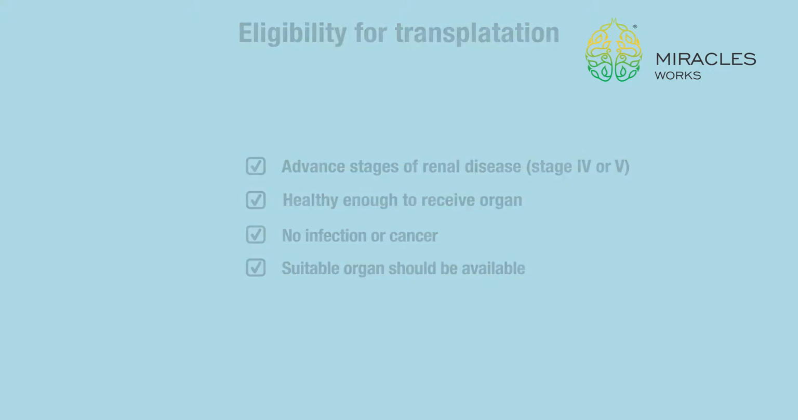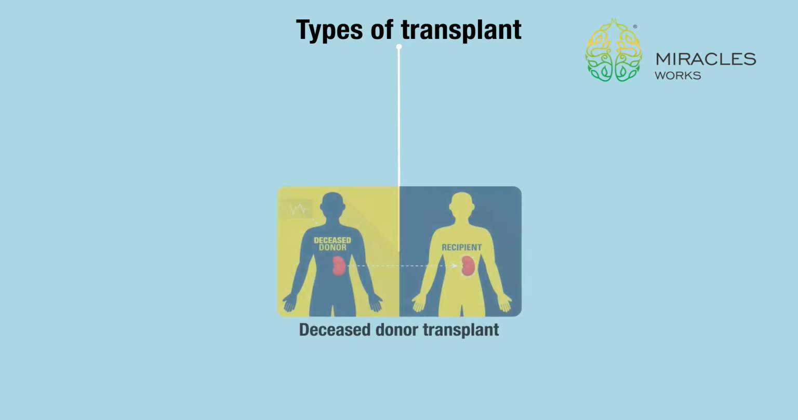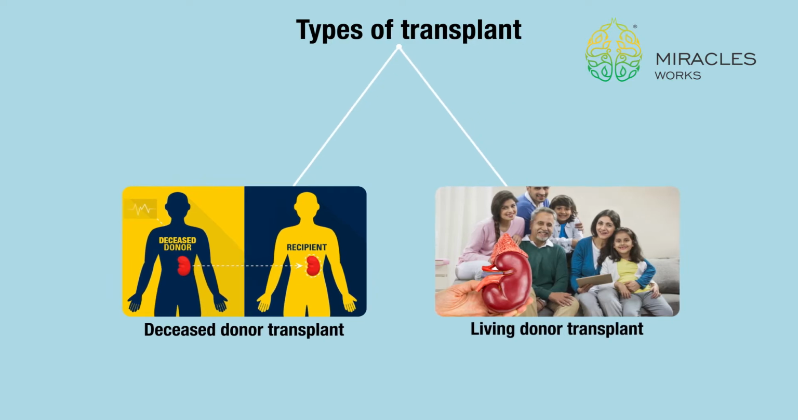There are mainly two types of transplants based on type of donor. One, deceased donor transplant, where kidney is received from a dead person. Two, living donor transplant, where kidney is received from living person.